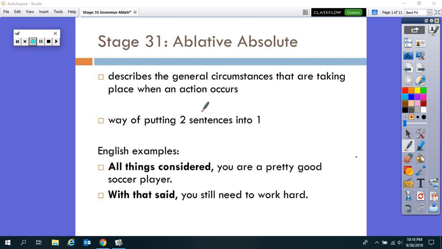Ablatives absolute, just like these English examples, are grammatically separate from the rest of the sentence. In fact, the word absolute comes from a Latin word, ab plus solvo, solvere, to loosen away from or even to free. They're free grammatically from the rest of the sentence. But they're used all the time to provide more context, more circumstances. So let's take a look.